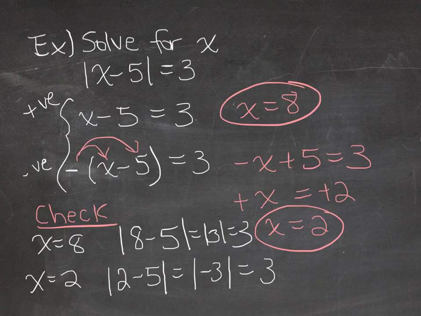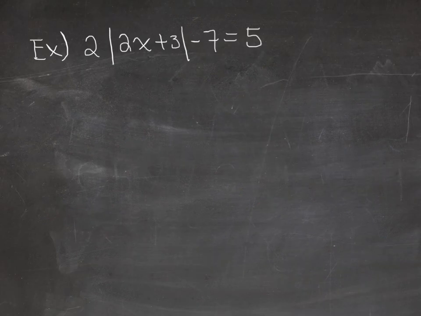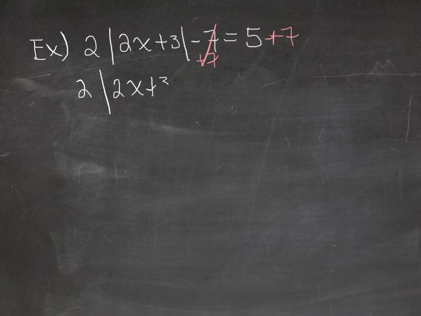Okay, let's see another example, a little bit more complicated. I have 2 times the absolute value of 2x plus 3, minus 7 equals 5. So the first thing I want to do is isolate the absolute value, so I have just the absolute value on one side of my equation and then everything else on the other side. So the first thing I'm going to do is add 7 to both sides, so I get rid of this. So I have left on the left-hand side 2 times the absolute value of 2x plus 3 equals 5 plus 7, which is 12.